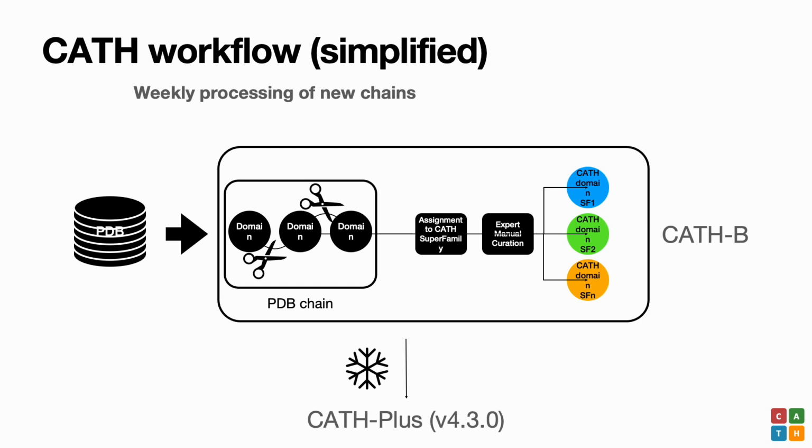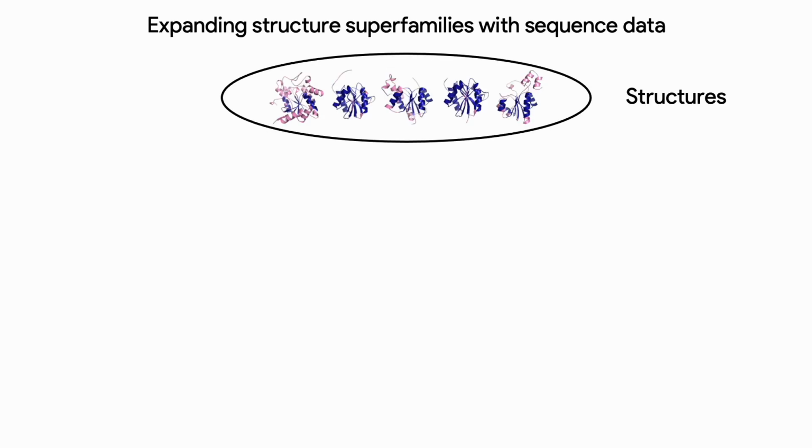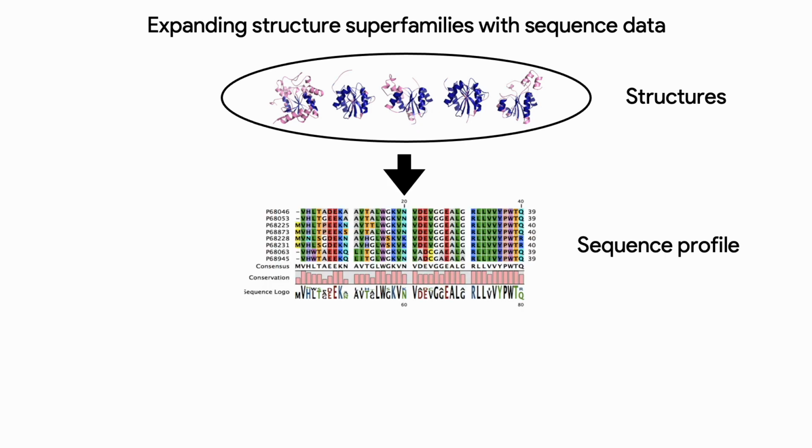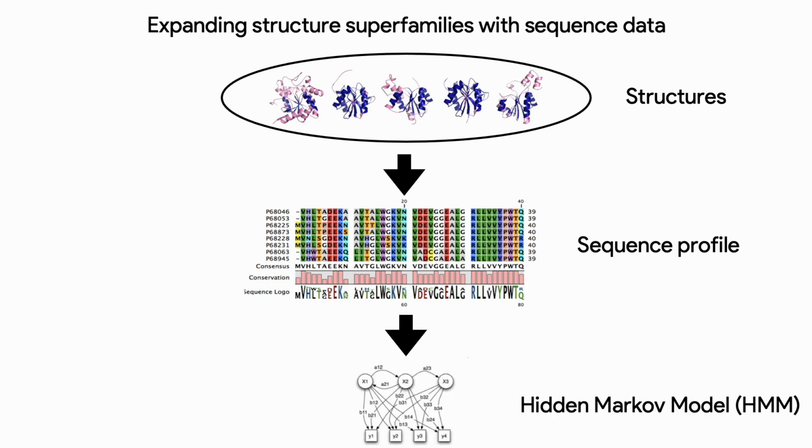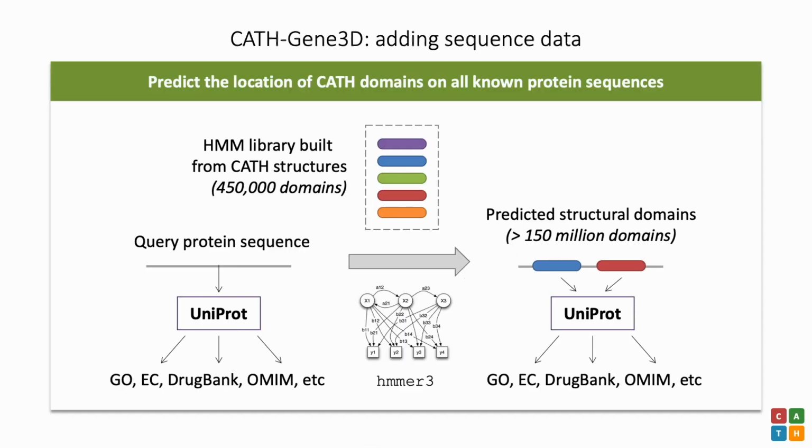But in order to do this, our first step is to take this evolutionary information that is encoded in our protein structures. We encode it into sequence profiles, and then using these sequence profiles, we build hidden Markov models, which we then use to scan against RefSeq, UniProt, and other sequence resources. By doing this, we're able to expand our knowledge of 450,000 domains, 500,000 now, to roughly 150 million domain assignments on UniProt alone.